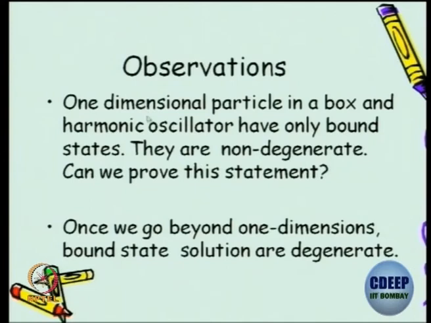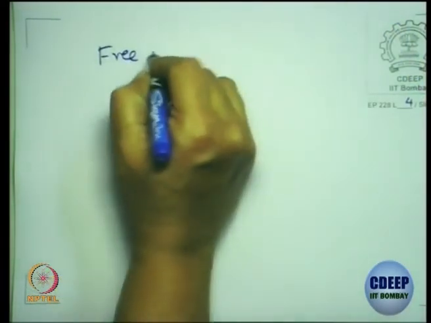Is this correct? The 1-dimensional particle in a box and harmonic oscillator have only bound states, as we have seen, with the condition that the energy will always be less than V at plus infinity and V at minus infinity. We have also observed that the solutions are non-degenerate. What about the free particle in 1 dimension? Is it degenerate or non-degenerate?